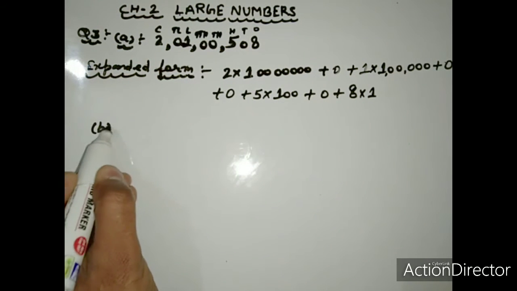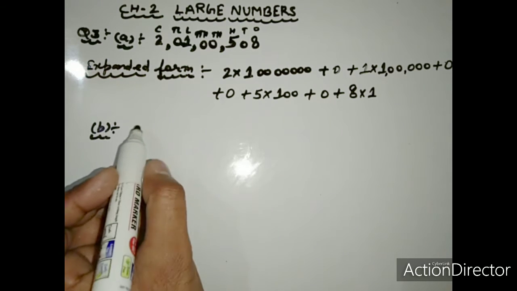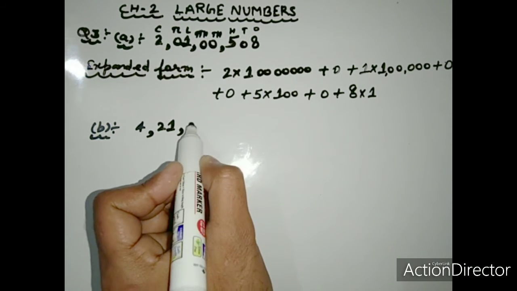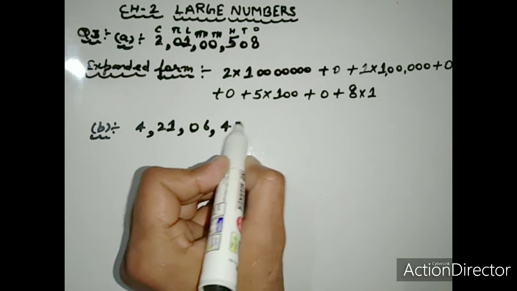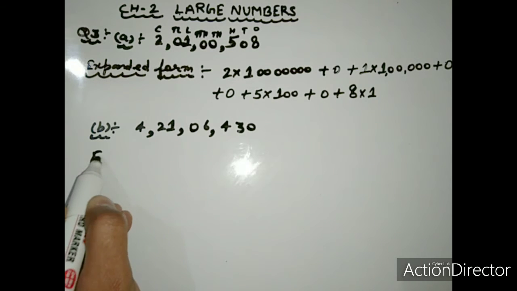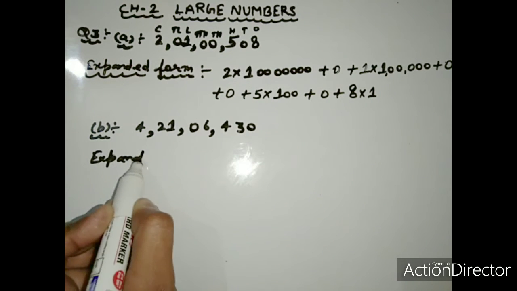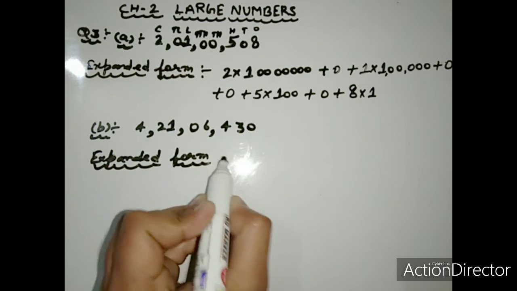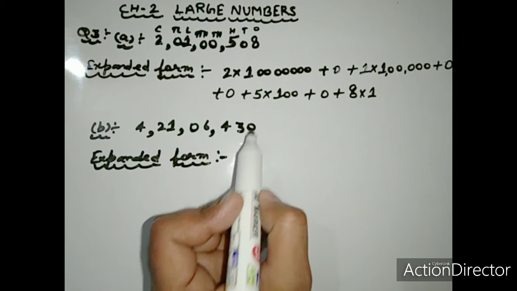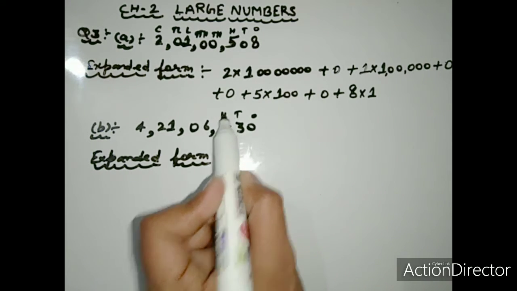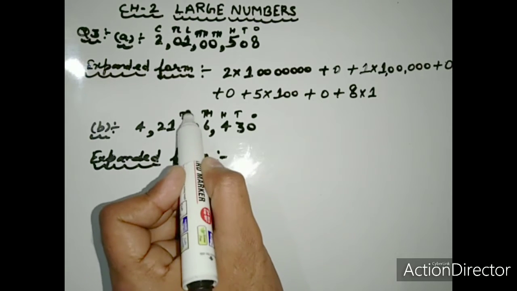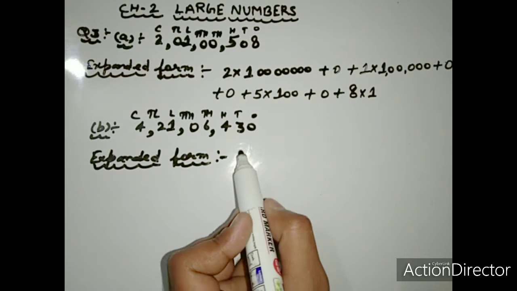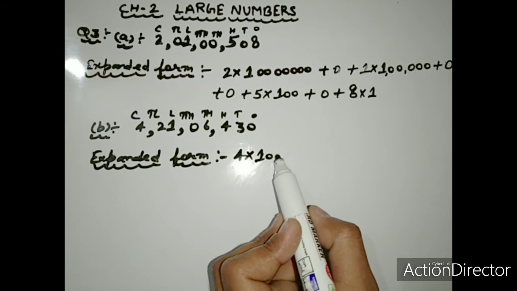Now the B part, 4 crore 21 lakh 6430. So here we write the expanded form of this number. First we write the places: ones, tens, hundred, thousand, 10,000, lakh, 10 lakh, crore. 4 in the crore place, so here 4 multiply by 1 crore.